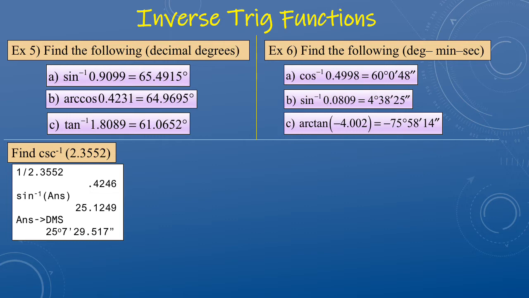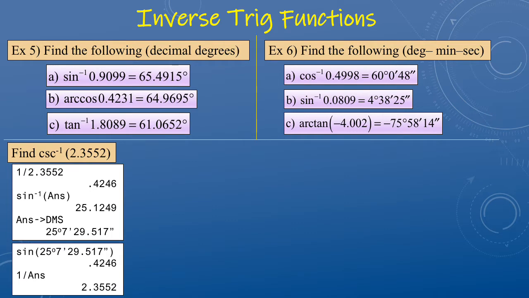29.517 seconds. To confirm, let's take the cosecant of 25 degrees, 7 minutes, 29.517 seconds. Again, to do this, we have to take the sine of that angle, and we get the 0.4246. And now take the reciprocal of that, 1 divided by that answer, and we're back to the 2.3552.